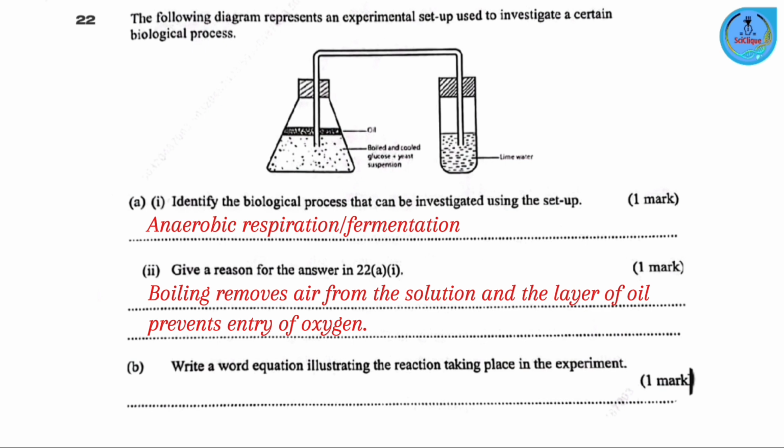Part B, write a word equation illustrating the reaction taking place in the experiment. So we have glucose being broken down to give ethanol, carbon dioxide, and energy.